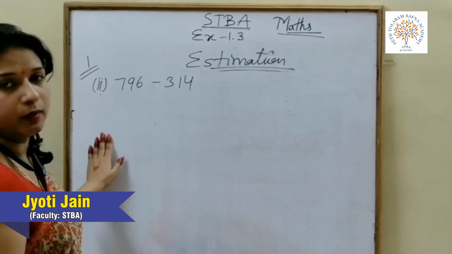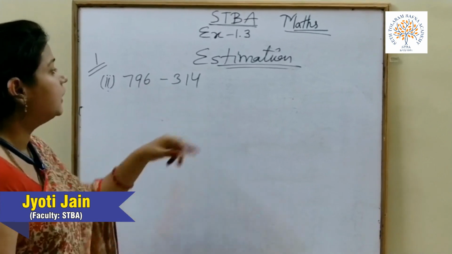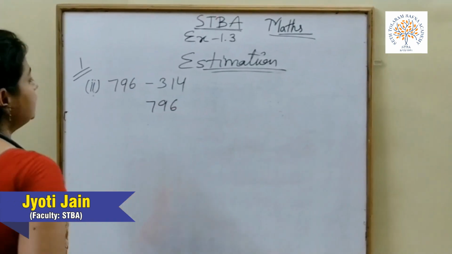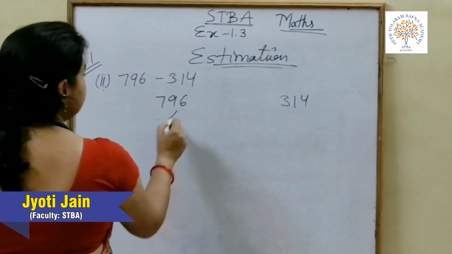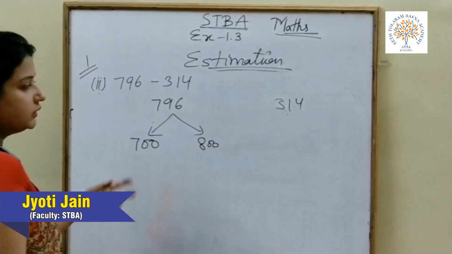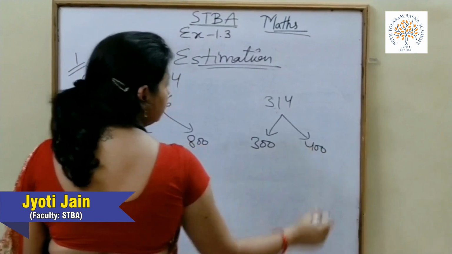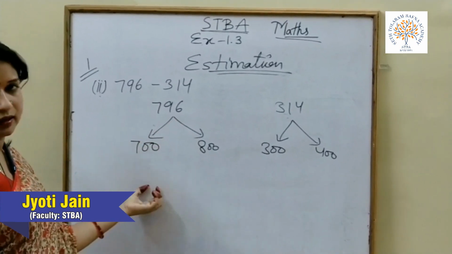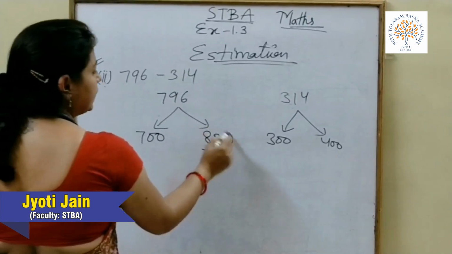Next, this problem is related with subtraction. You can see here 796 minus 314. Again we are rounding off these numbers to the nearest 100. So for 796, the nearest hundreds are 700 and 800, and for 314 this will be 300 and 400. What are these digits telling us? The number is coming somewhere between these. So for 796, the nearest one is 800 here.